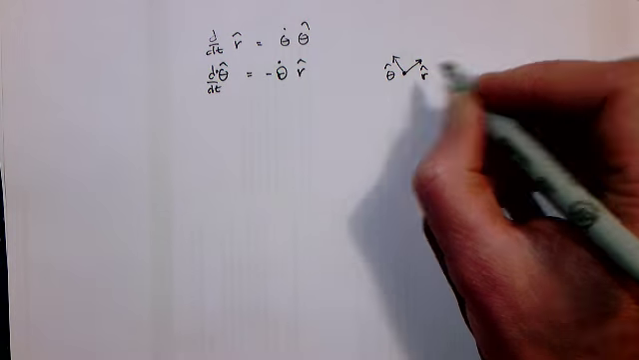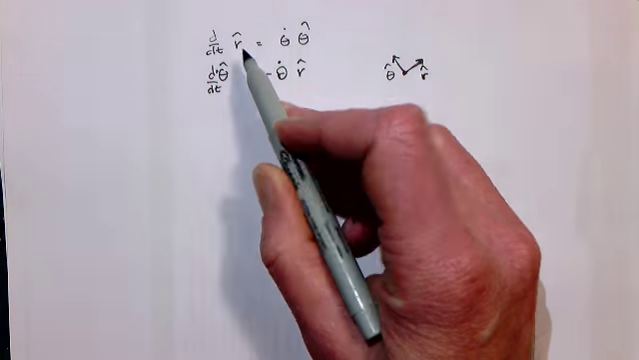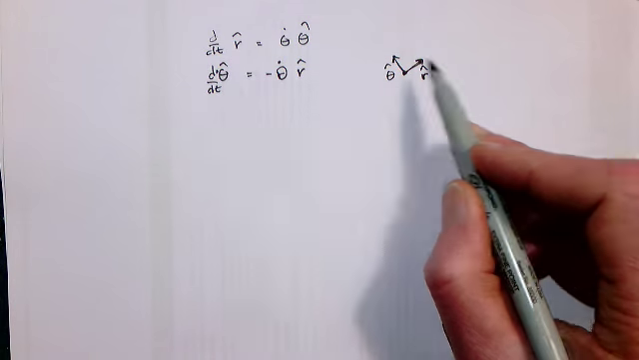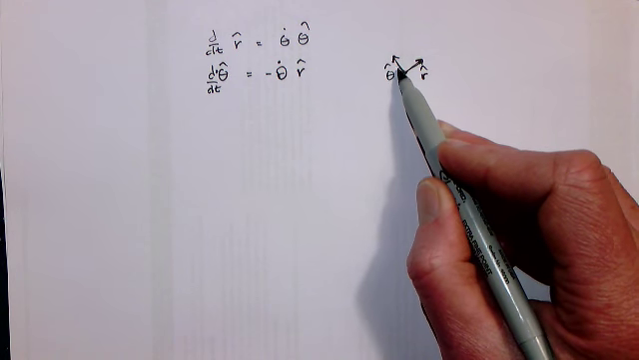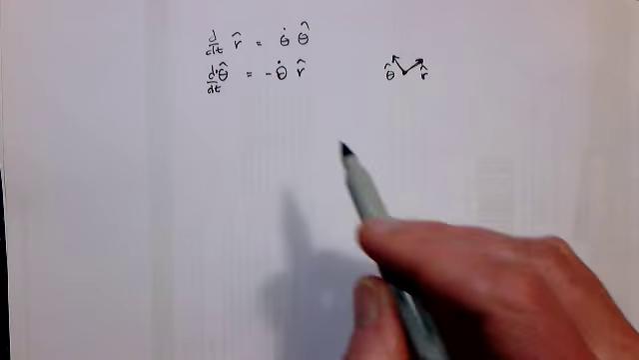Wherever you are, you could either move in the r hat direction or you can move in the theta hat direction. Well, if the direction of r hat is going to change, the only option is for it to change in the theta hat direction. It can't change in the r hat direction because then it's not changing. And by the same token, the only direction in which theta hat can change is in the r hat direction.